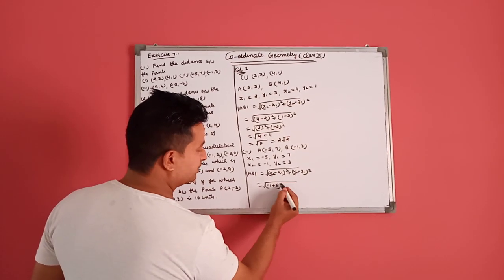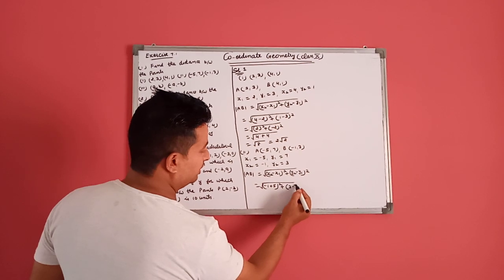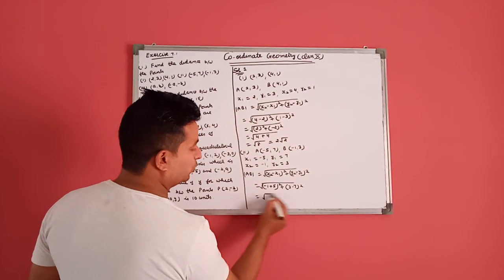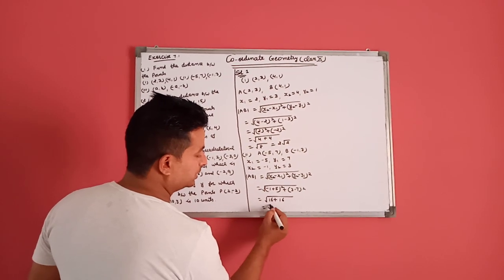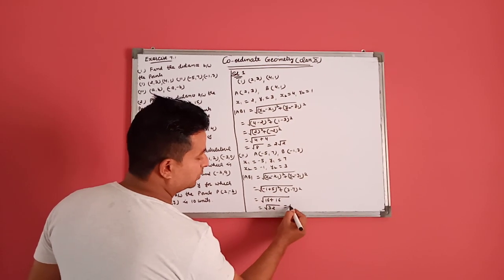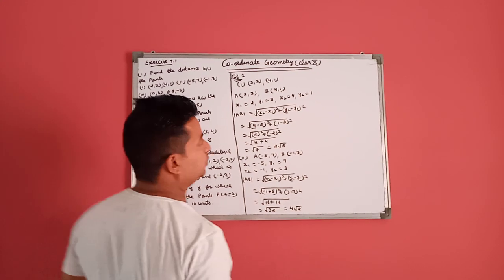This minus becomes plus, so 4 whole square, which is 16. The other term, 3 minus 7, is also 16. The sum is 32, and the square root of 32 is 4 square root of 2.